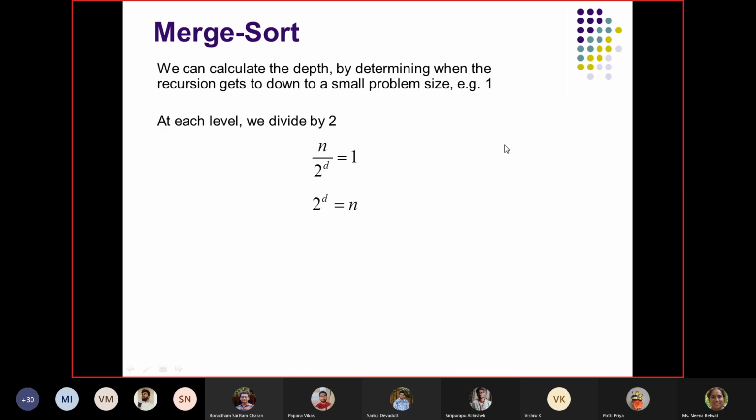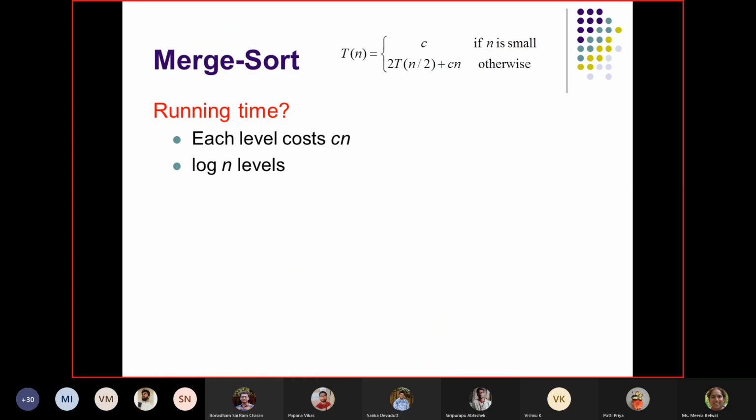So what is going to be the running time? At each level you have a cost of Cn and you have log n levels, right? So that is why the complexity you call it as Cn log n, which is going to be O(n log n), or you can also call it as theta(n log n).